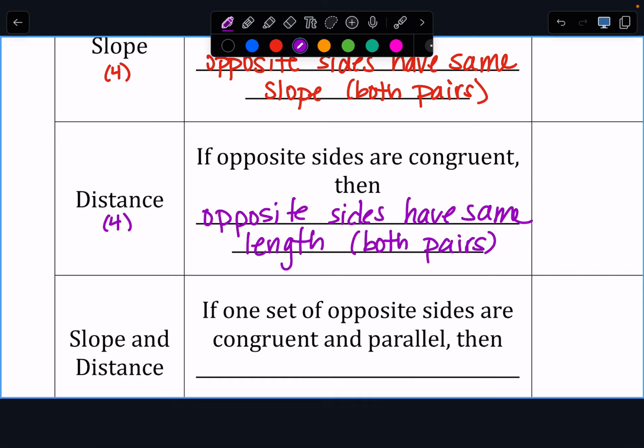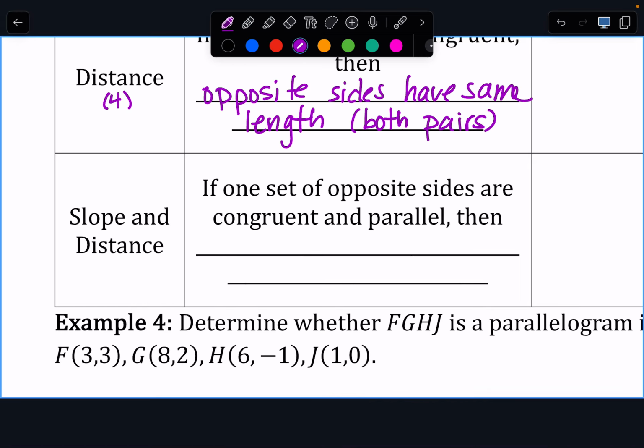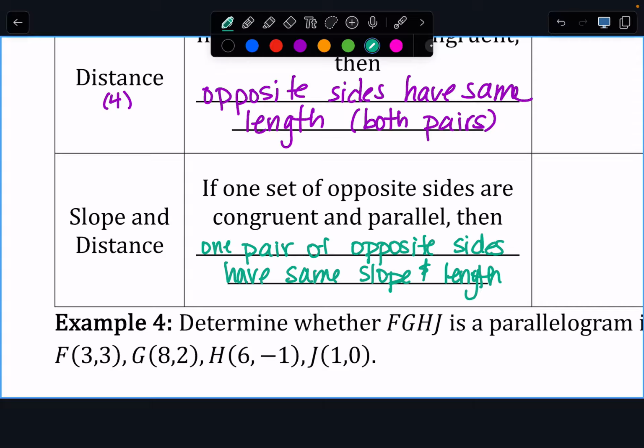Then there's the property we talked about today, where there's just one set of sides that are congruent and parallel. Then what we could do is just pick one set of sides, and we would need to make sure that they have the same slope and the same length, which means we would take one set of sides, find two slopes and two distances to make sure that this was happening.